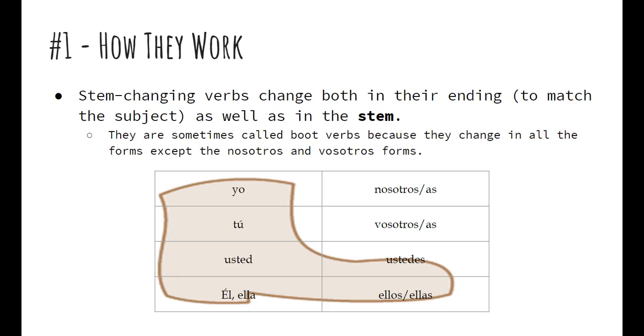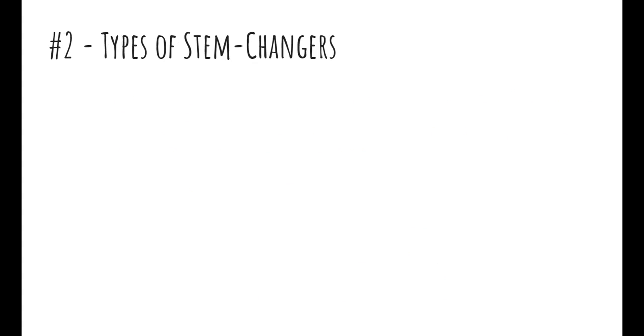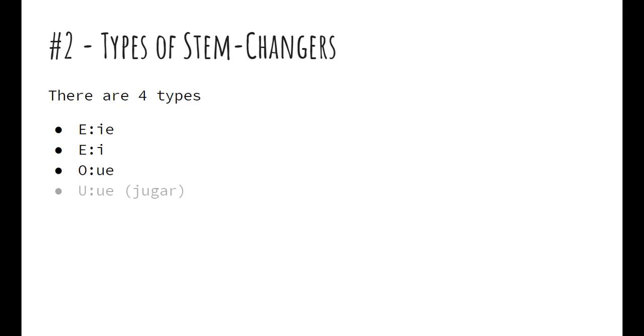So you've got all of those forms that fall into that boot are going to stem change. And so, different types of stem changers. There are 4 types: E to IE, E to I, O to UE, and U to UE. And that one is only used in the verb jugar. So really, if you just remember what jugar does, there's really 3 types: E to IE, E to I, and O to UE.